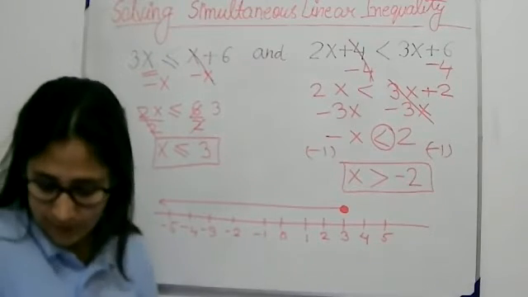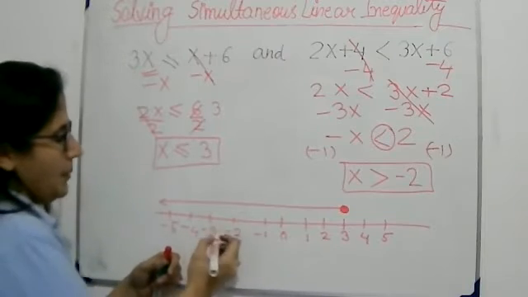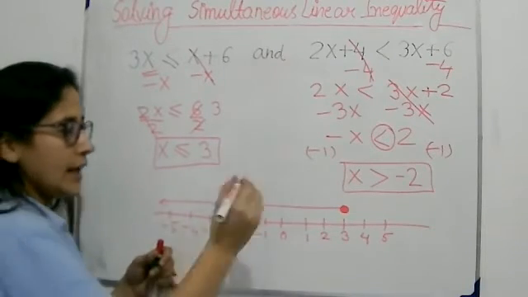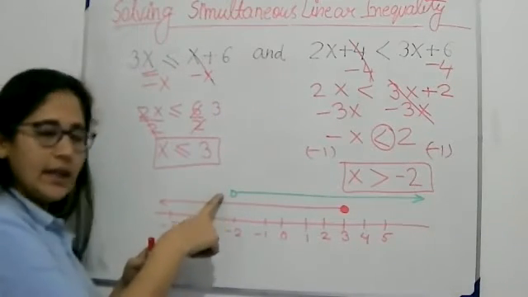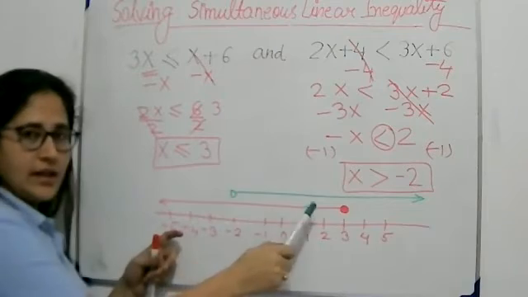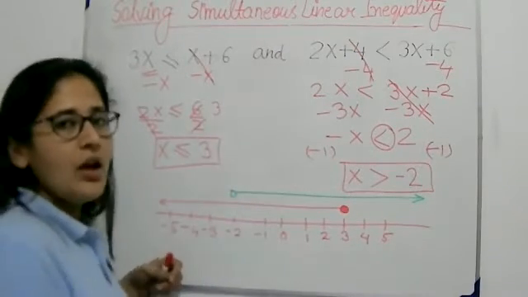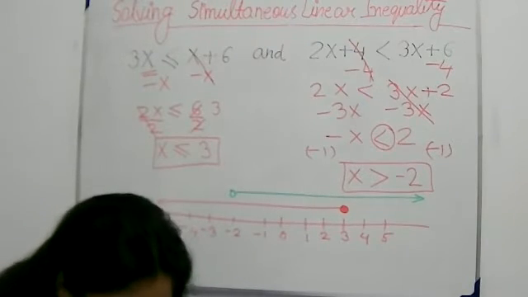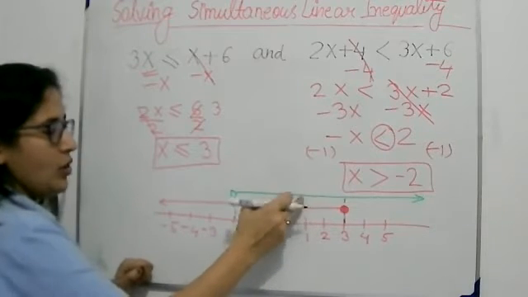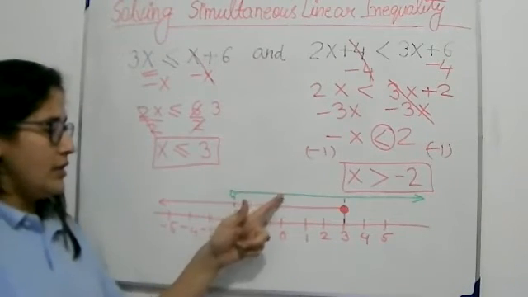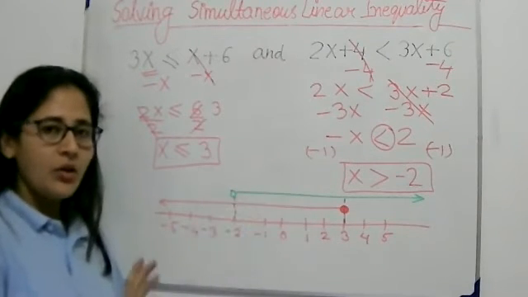Now let's see the second one. x is greater than minus 2. Minus 2 is here. Greater than minus 2 means the sign is like this. All those values which are greater than minus 2 will satisfy the second inequality. But in simultaneous inequalities, as I told you, we have to find the common solutions. Let's see what the common solutions are. See, the overlapping area is only this green and red one. This is the only overlapping area. That means overlapping means these are the common solutions.